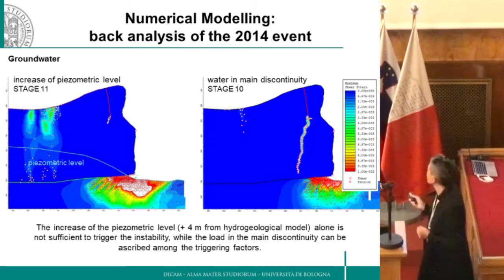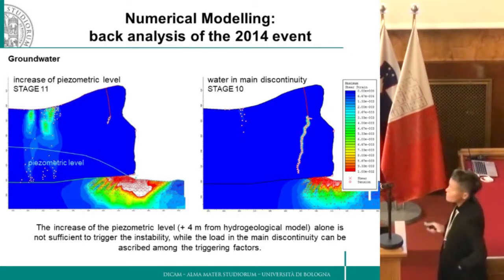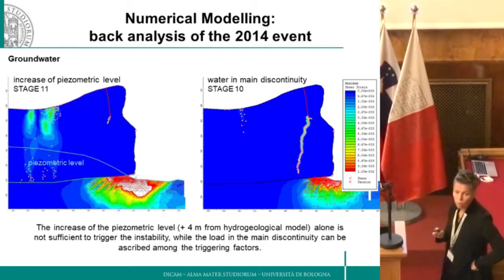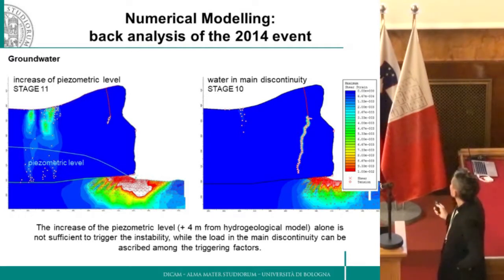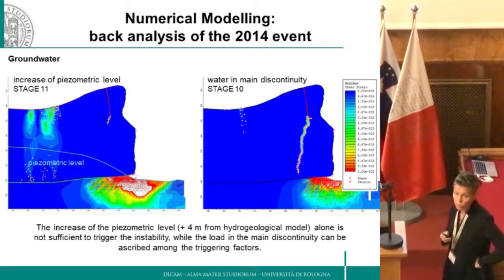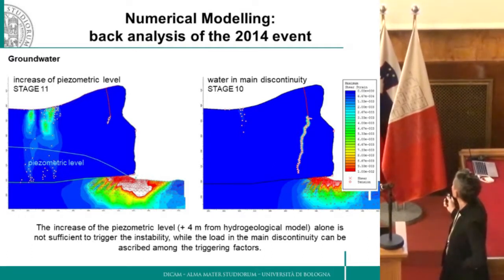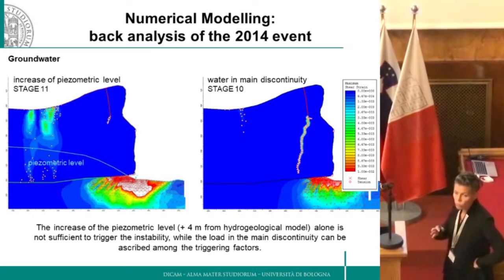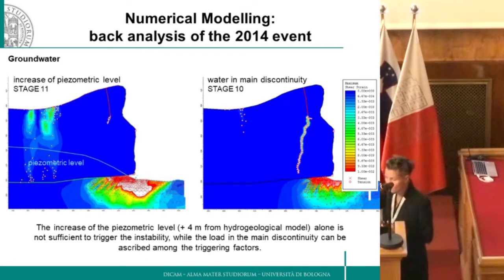And what about groundwater? If you add groundwater, actually you don't have the onset of the landslide. So this means that the increase of groundwater before the event was not really a triggering factor. On the other hand, if you consider the possible load of water inside the main discontinuity, which is big enough, you have the propagation of the fracture, which seems to tell us that probably also the load of the water within the main discontinuity could play a role.